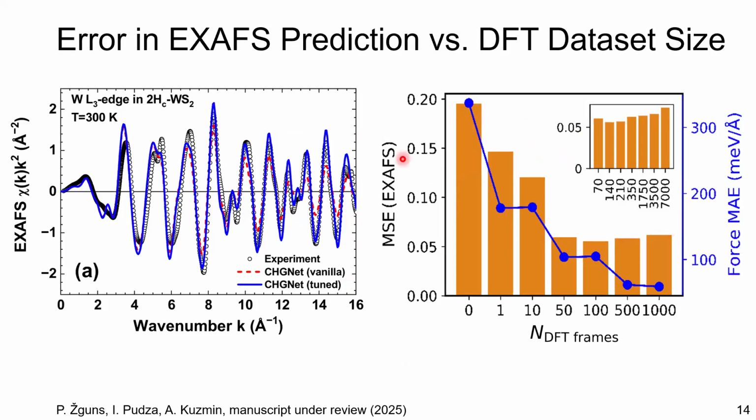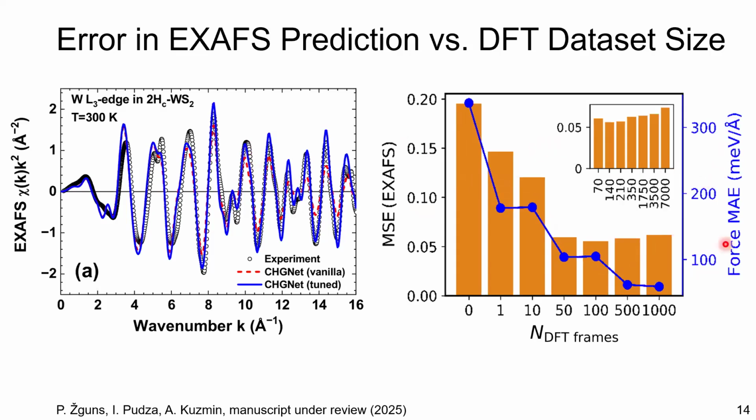So we tracked how the error in EXAFS analysis changed with the number of frames. If you are on a very low budget, one or two structures will help you. But if you want to get a very good result, then you probably need on the order of 100 structures to decrease this error in EXAFS. The error in EXAFS is practically the agreement between this experimental signal here and your model signal.